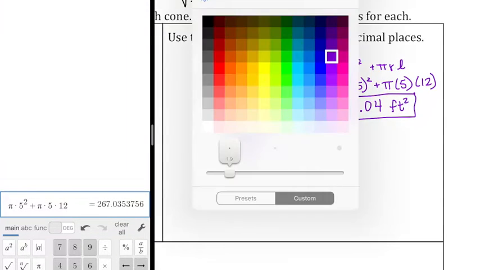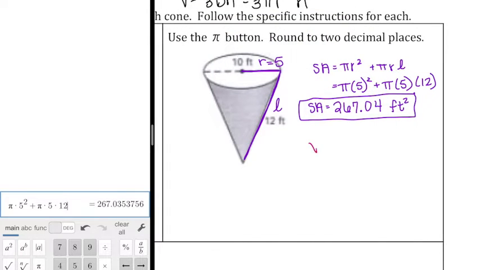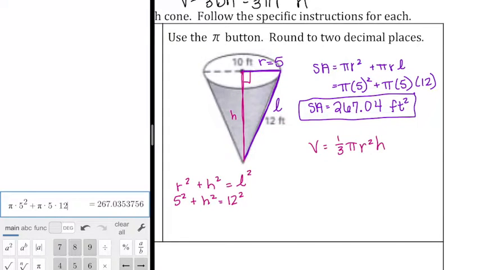And then if we move on to our volume, that's 1/3 base times height, so 1/3 pi r squared h. So I have r, but I do not have h, so I need to find my height here. So I'm going to do radius squared plus height squared equals slant height squared. Plug in what I know. So 5 squared plus h squared equals 12 squared. Now these are squares that we found in the last problem. So 5 squared was 25.